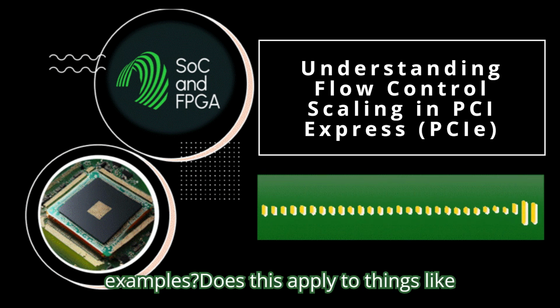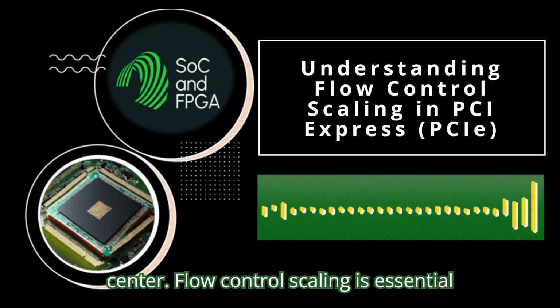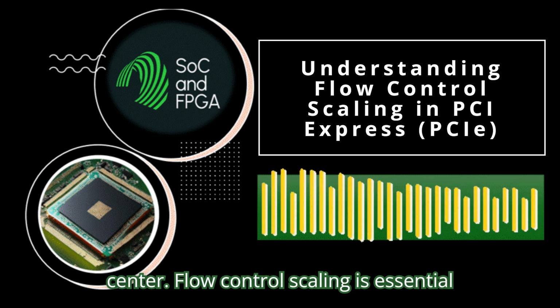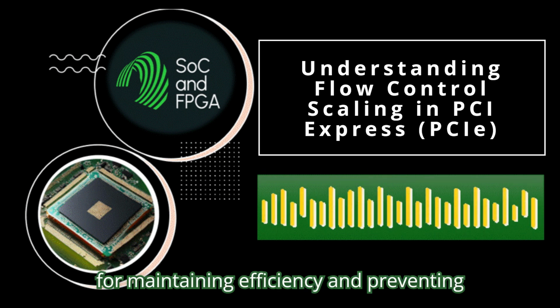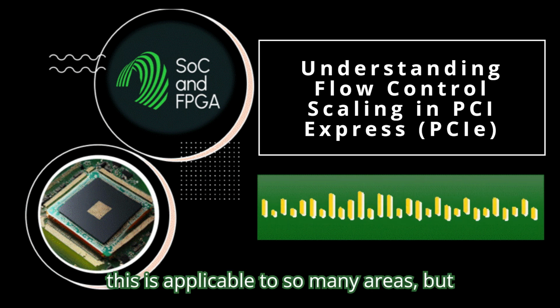Does this apply to things like data centers? Absolutely. Imagine the massive amount of data flowing in a data center. Flow control scaling is essential for maintaining efficiency and preventing bottlenecks in those environments. Yeah, that makes sense. I'm starting to see how this is applicable to so many areas.